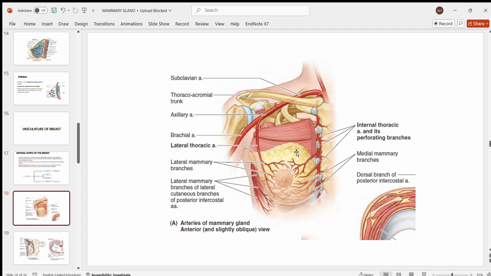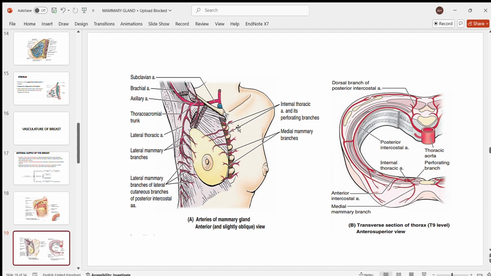In this picture, we can see that these are the medial mammary branches of internal thoracic artery. This is the axillary artery giving off thoracoacromial, superior thoracic, and lateral thoracic artery. And these are the lateral mammary branches of posterior intercostal arteries. These three arteries and their branches are supplying the breast.